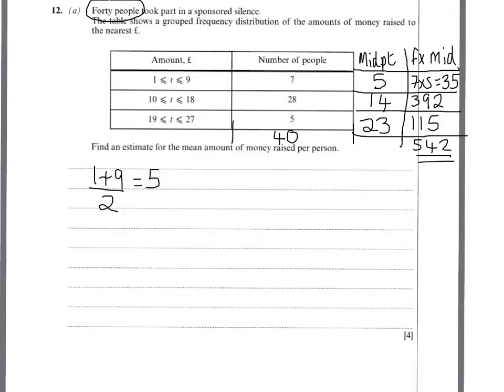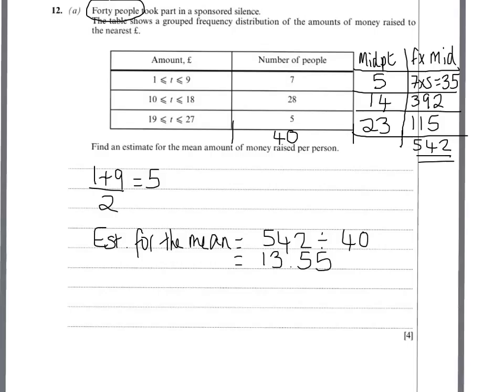Final step then for the estimate of the mean. Once you've got your 2 totals, you do this one divided by this one. So your estimate for the mean, remember it's only an estimate because we had to use that midpoint to represent the range, is 542 divided by 40, which is 13.55. That's in pounds, so £13.55.